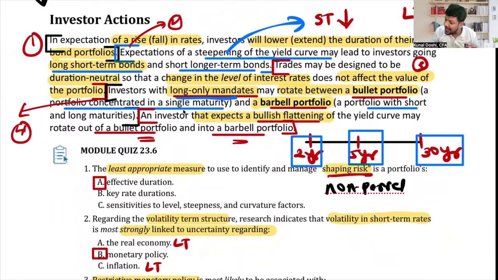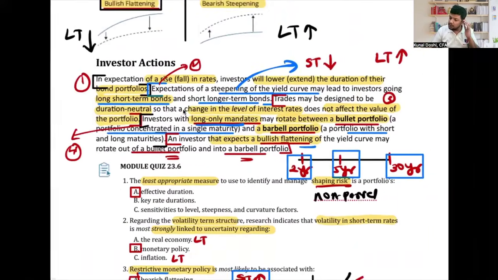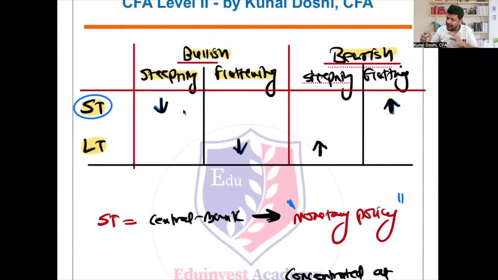So if an investor expects bullish flattening, what is bullish flattening? Bullish flattening means long-term yields will go down, isn't it? So I should be investing in the long-term bonds because their price will rise, correct? So in that case, should I rotate from barbell to bullet or bullet to barbell? Yes, I should move from a bullet strategy to a barbell strategy when the yields are expected to change.